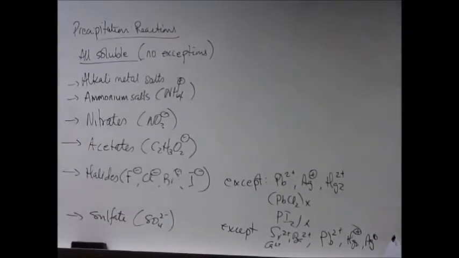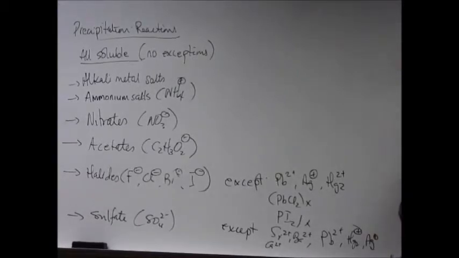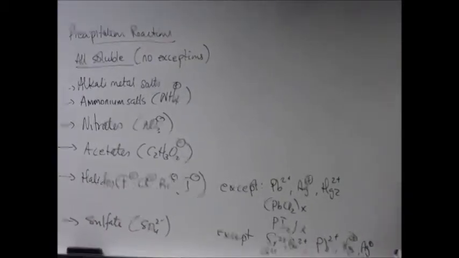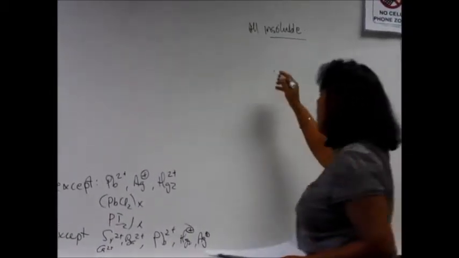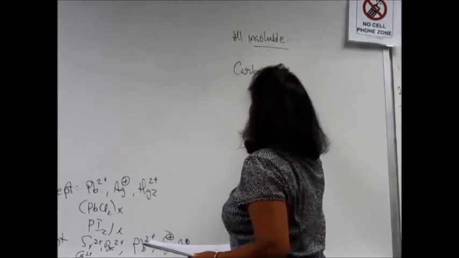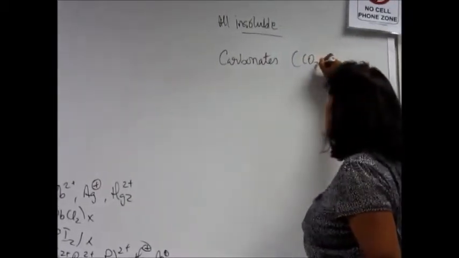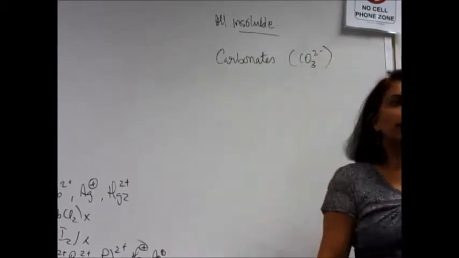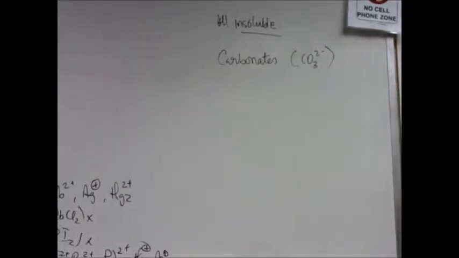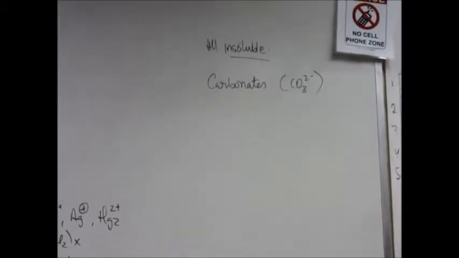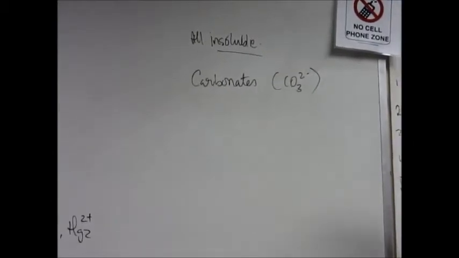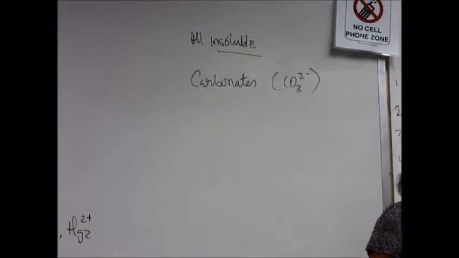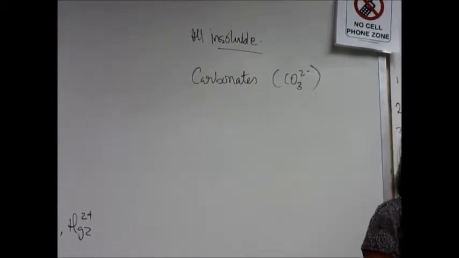Then all insoluble. What I did in my chapter summary is I put them in the insoluble column. So all carbonates are insoluble. CO3 2 minus, that's the carbonate. That's insoluble. Malik, except for what? All carbonates are insoluble, except lithium, sodium, potassium, rubidium, cesium, and ammonium.